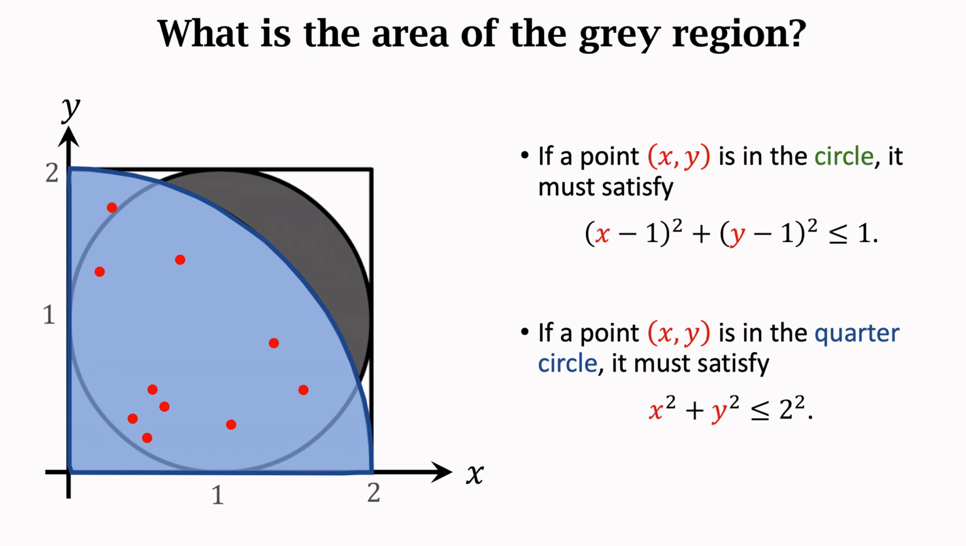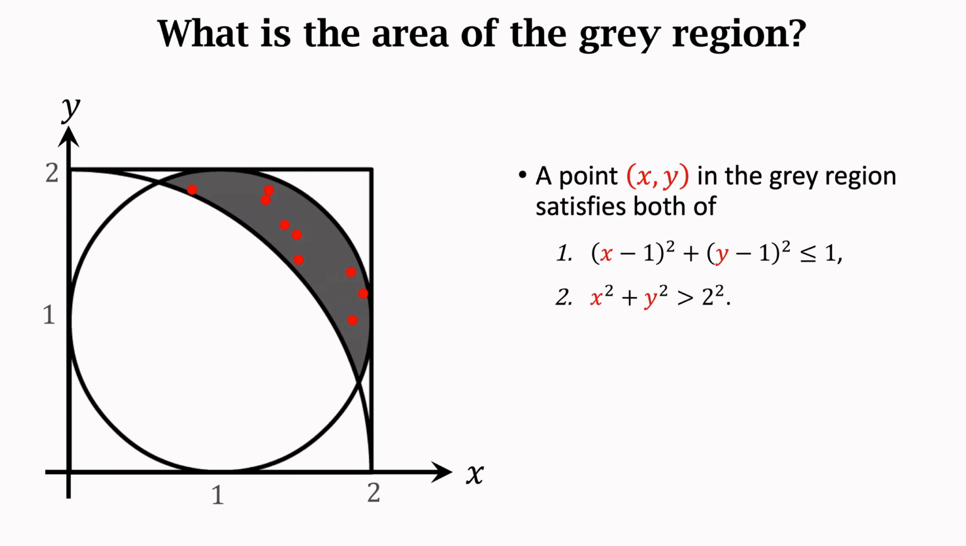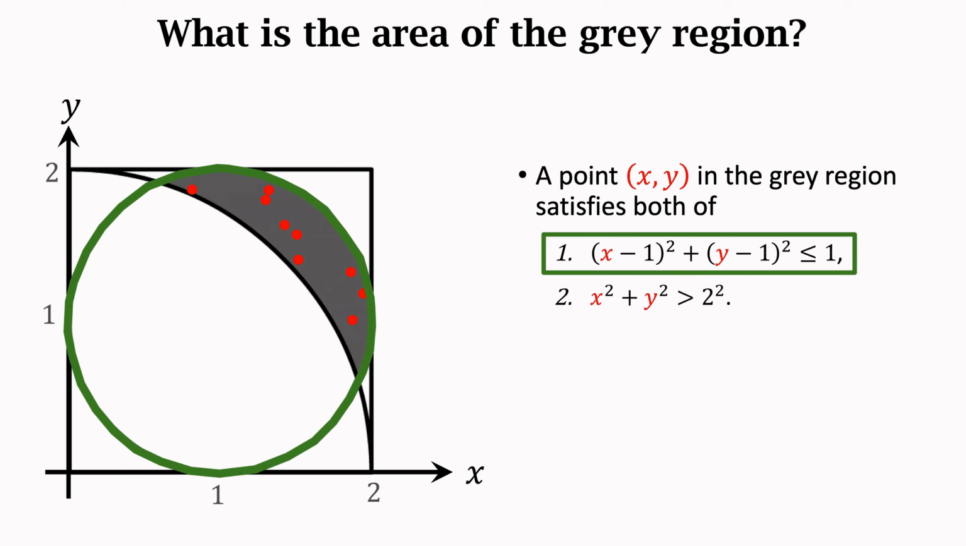All points in the sector must satisfy this equation: x² + y² ≤ 2². It is a circle centered at the origin and with a radius of 2. A point (x, y) in the shadow must satisfy two conditions. First, it must be inside the circle. (x, y) satisfies that (x − 1)² + (y − 1)² ≤ 1.